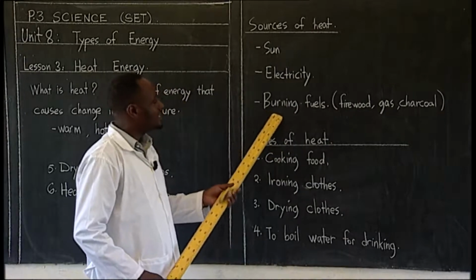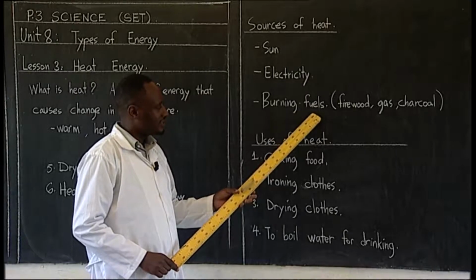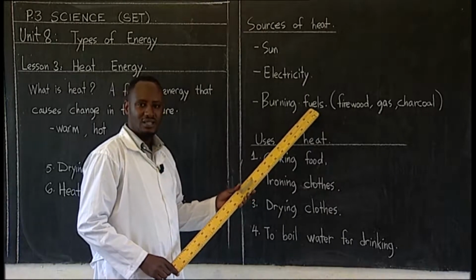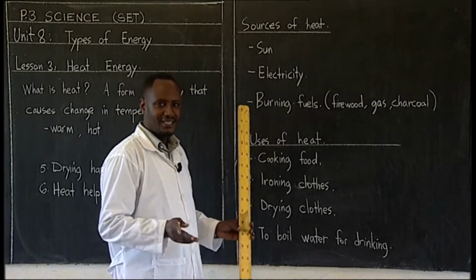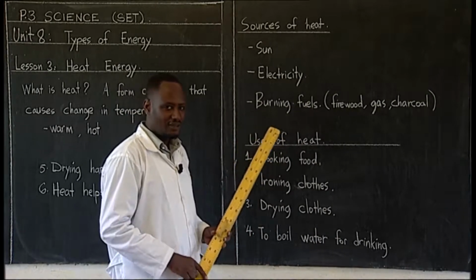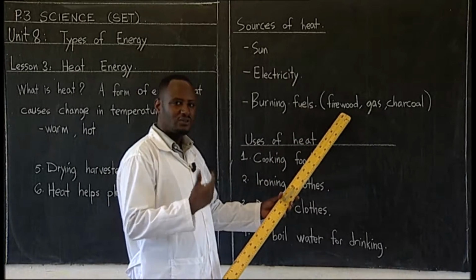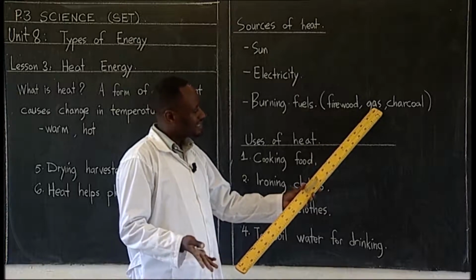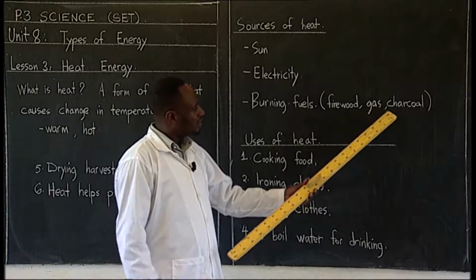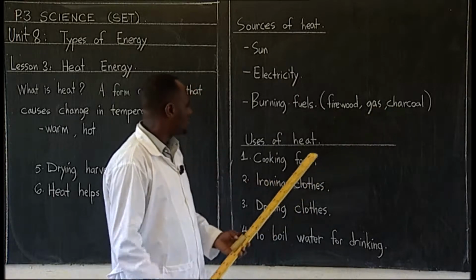Third, we have seen that another source of heat is burning fuels. We said a fuel is anything that can burn. Anything that can burn is known as a fuel. So we have firewood. You can burn firewood and it produces heat. Gas, we also have charcoal, and so on and so forth.